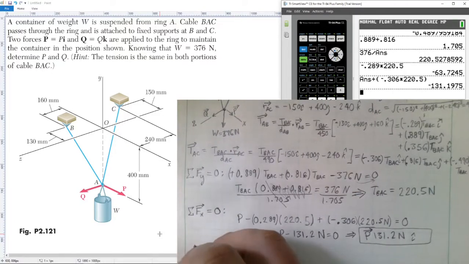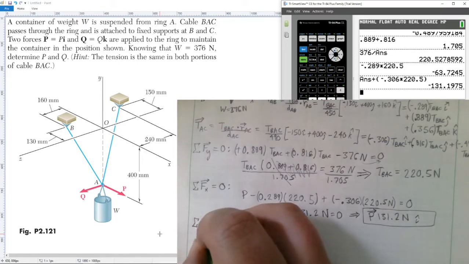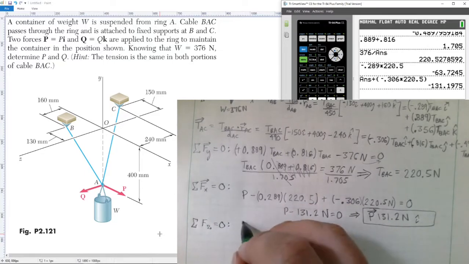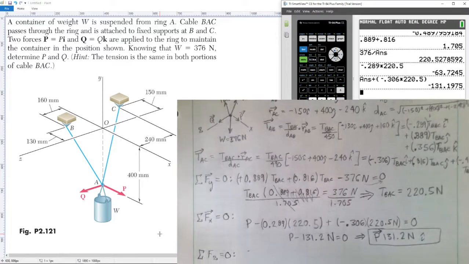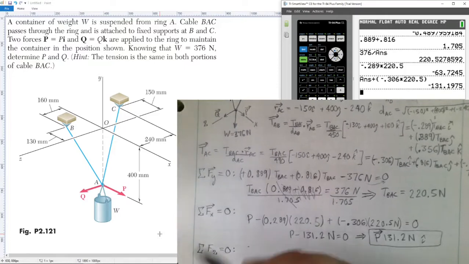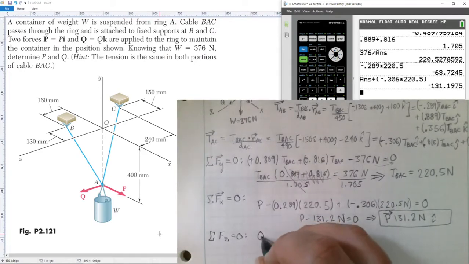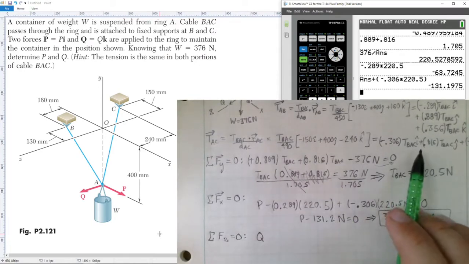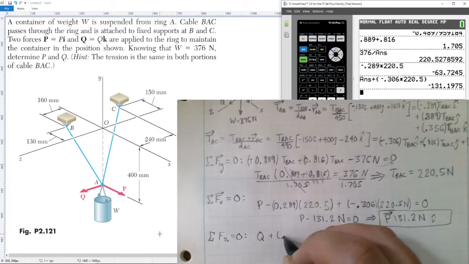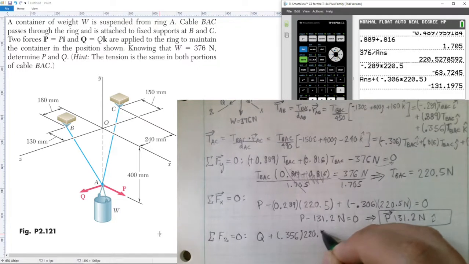Now we can do the same process and solve for vector Q. So summation of forces in the z direction equal to 0. The Q vector is only acting in the z direction. So we have Q, and look at the K components. The K component here would be positive 0.356. Tension BAC we know is 220.5 newtons.